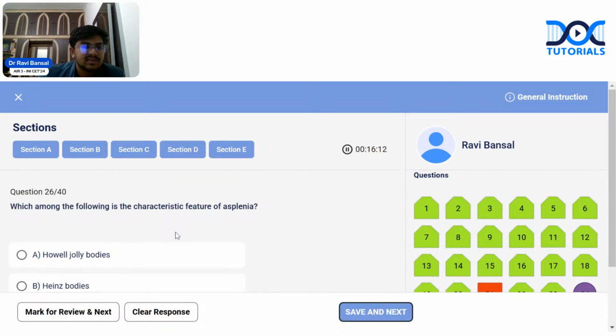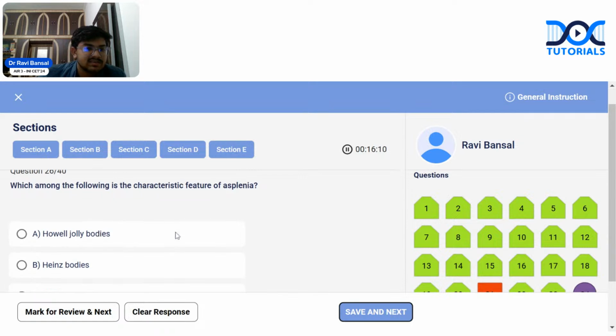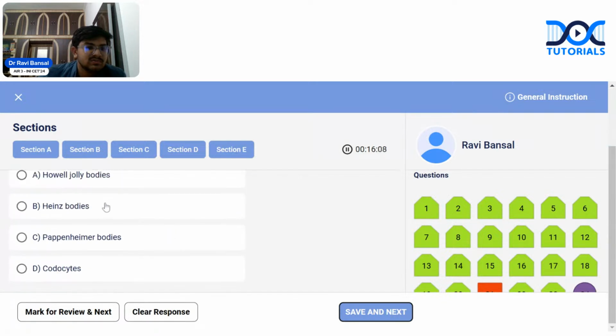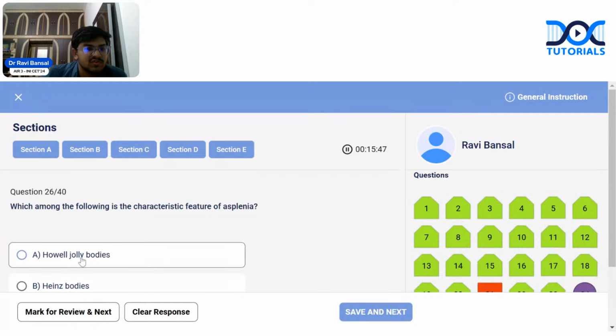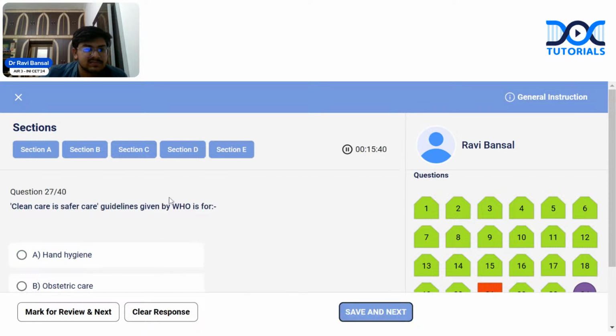Which among the following is the characteristic feature of asplenia? Heinz body, how usually would you see that in asplenia? Heinz body you see in G6PD. Pappenheimer is a feature of sideroblastic anemia. Codocytes, what are codocytes? I don't know codocytes, but Howell-Jolly bodies are obviously features of asplenia. Obviously, you can study these changes after splenectomy surgery also.